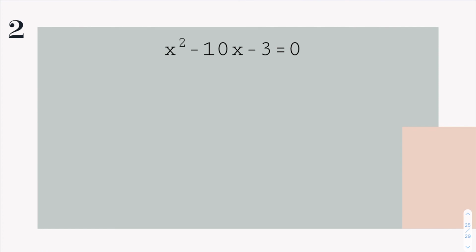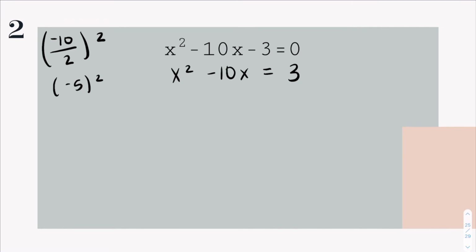All right, so let's look at this example. Since we're solving, we're going to go ahead and add 3 to both sides. And now we're going to complete the square. So we're going to take our b value, divide it by 2, and square that result. So we get negative 5 squared, which gives us 25.